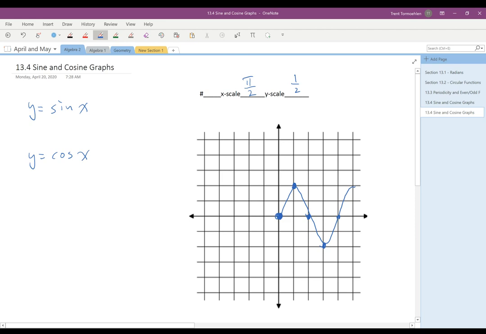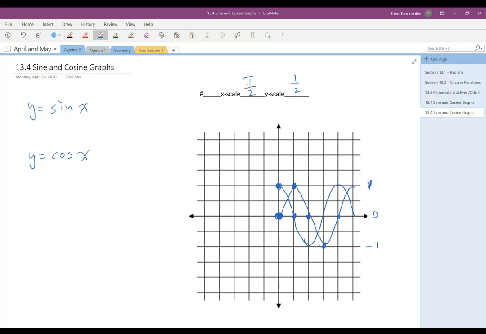the things we remember is that it starts at 0, 0, and it goes up to where it's at a 1. This is a 1, 0, negative 1. The cosine function is very similar, except instead of starting at 0, 0, you start at 0, 1. And you don't go up to start with, you go down. And it looks like this. So we're going to be doing one of those two functions whenever we graph these.